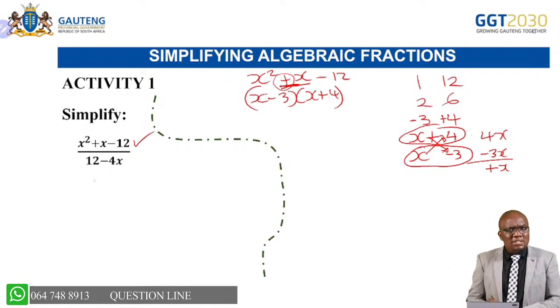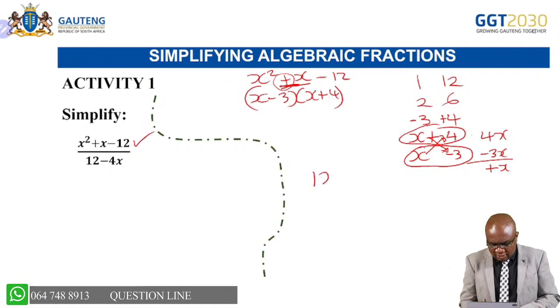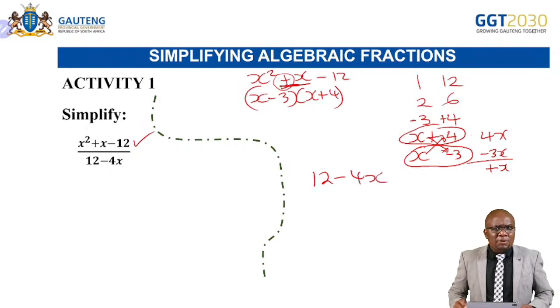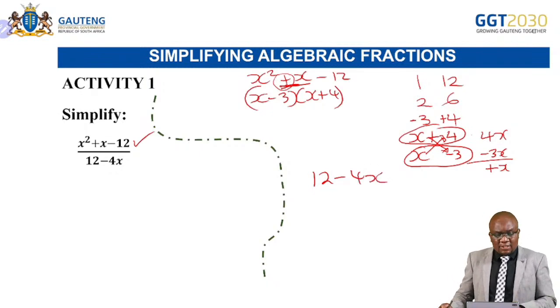Right. And then did you factorize the denominator? What did you get? 12 minus 4x. What are we going to use here? The highest common factor, which is what? Which is 4. Let's factor out 4.